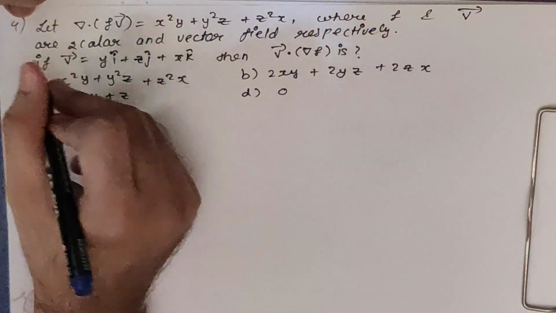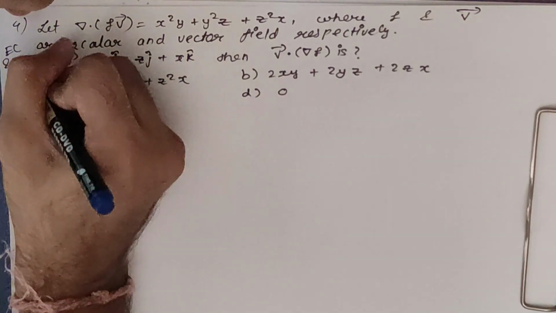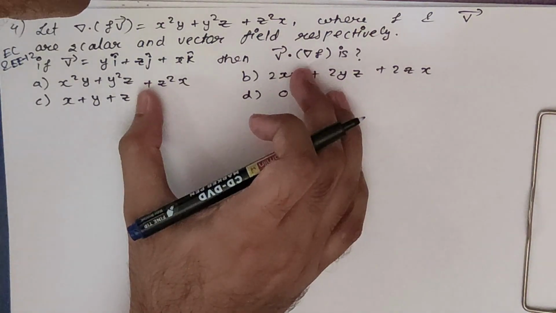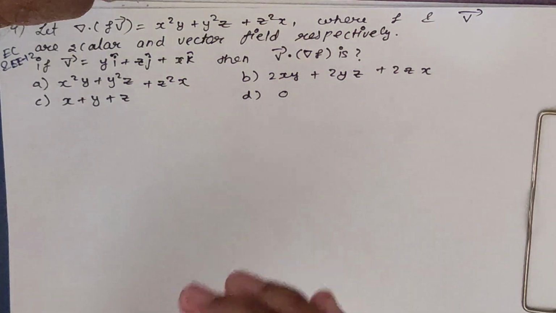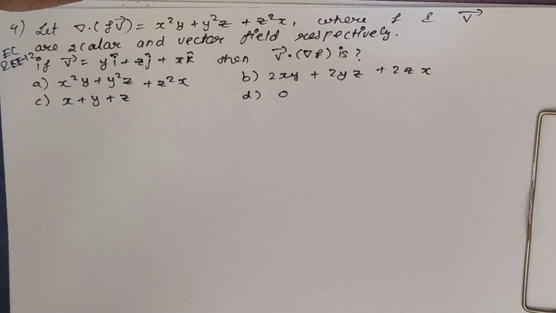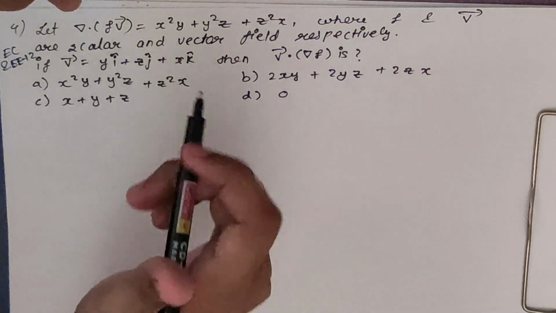Let me tell you, this is a question of EC and EE 2012. Basically IIT Delhi has prepared this question. If you try to solve this question by the traditional way, you will require around 3 to 4 minutes to get the answer. But with the trick, if you know the identities, then you can solve this question in just 15 to 30 seconds.